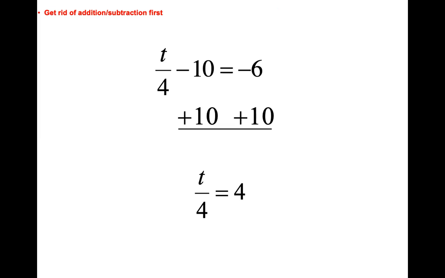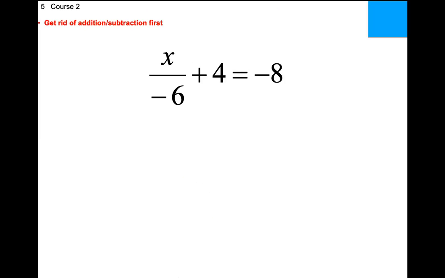What's attached to T? How's the 4 attached to T? How do we get rid of division? Multiply both sides by 4, therefore T equals 16. Okay. Negatives will cause problems only because people will drop the negatives.